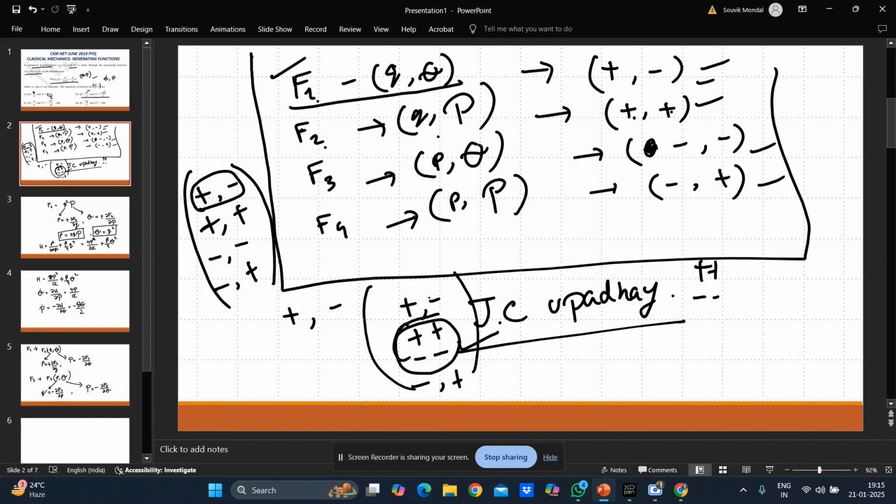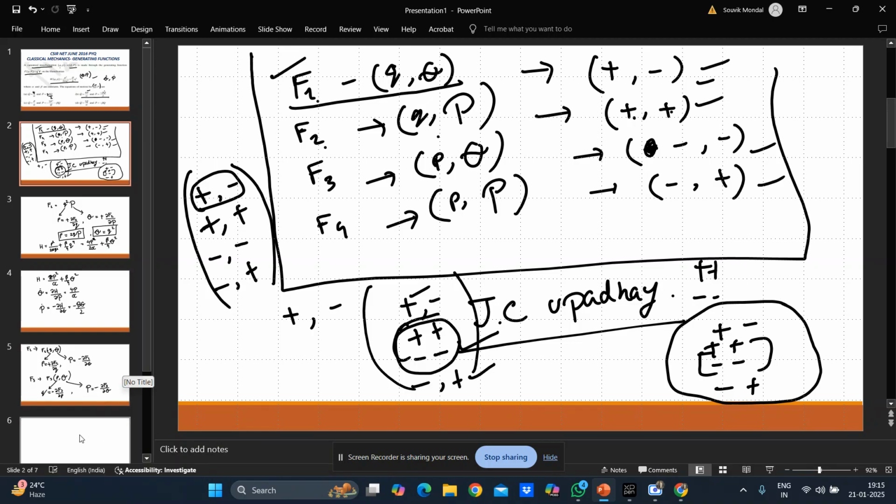The middle two is easy to remember. The confusion can arise between the first one and the fourth one. So the first one is plus minus, and the fourth one will be the opposite, minus plus. The middle two are plus plus and minus minus. In this way you can remember it; actually I remembered it this way. And if you want to know the detailed derivation, why these signs are coming, there is a detailed derivation in JC Upadhyay. I will strongly recommend seeing this.